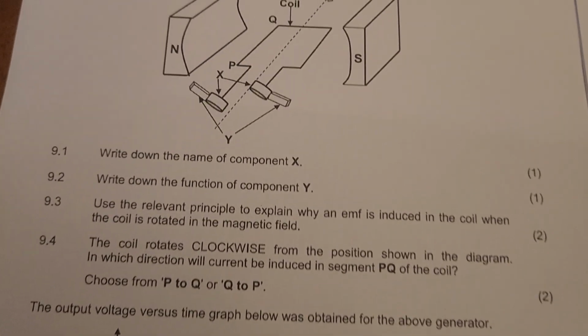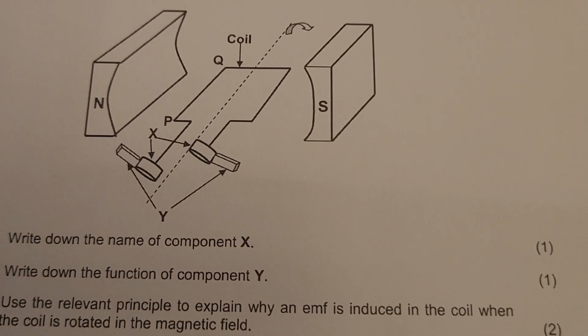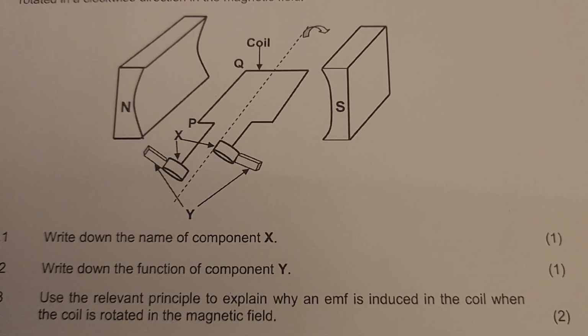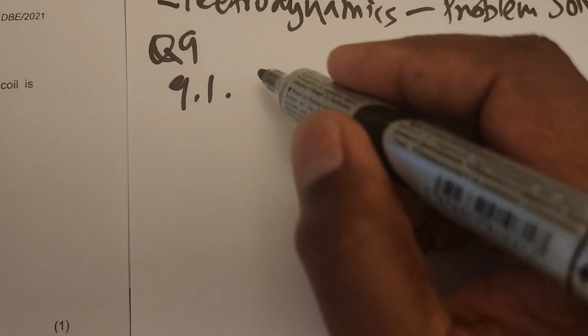9.1, you can see the structure there. They say write down the name of component X. You can see the component X is pointing at the rings. These are the slip rings. So our first answer will be the slip rings.